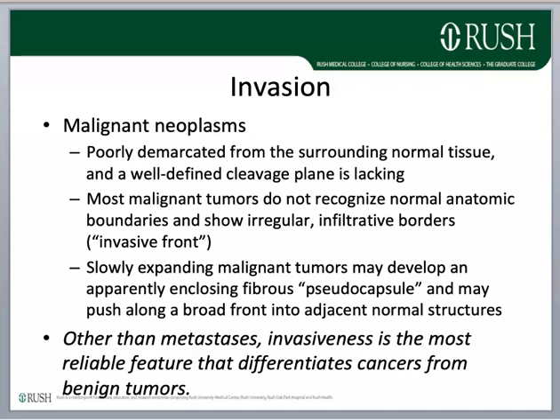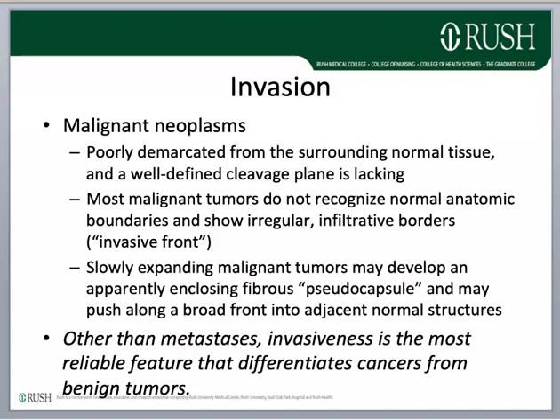The invasion that we see with malignant neoplasms is different. Malignant neoplasms are poorly demarcated from the surrounding normal tissue, and a well-defined cleavage plane is lacking. So most malignant tumors don't recognize normal anatomic boundaries and show irregular infiltrative borders or an invasive front. And this characteristic is actually what gave the name cancer based upon its etymology relating to crab-like, meaning that the tumor has arms that are extending out into the surrounding tissue.